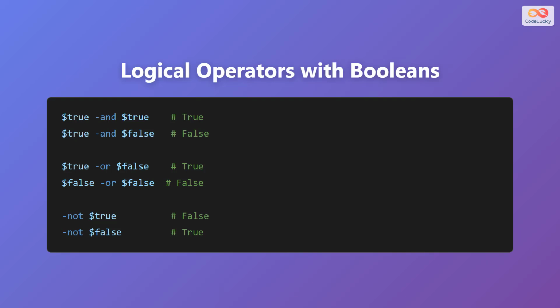PowerShell provides logical operators to combine and manipulate Boolean values. The -and operator returns true only if both values are true. The -or operator returns true if at least one value is true. The -not operator reverses a Boolean value, turning true into false and false into true. These operators allow you to create complex logical conditions by combining multiple Boolean expressions together.